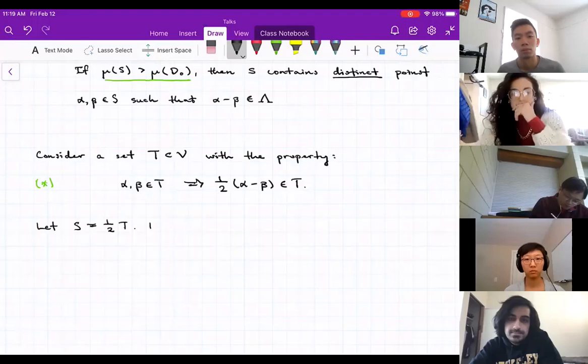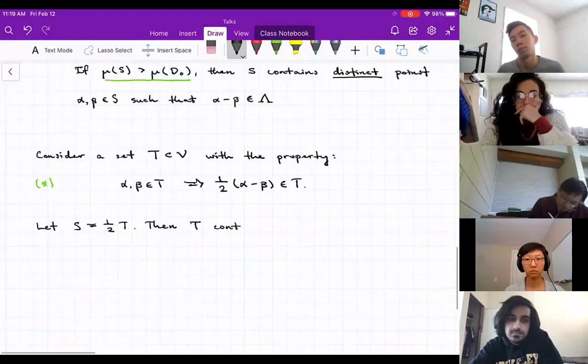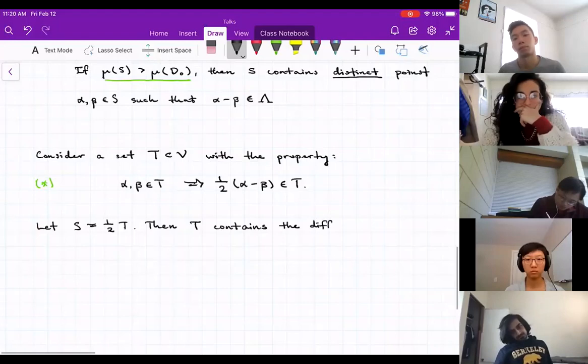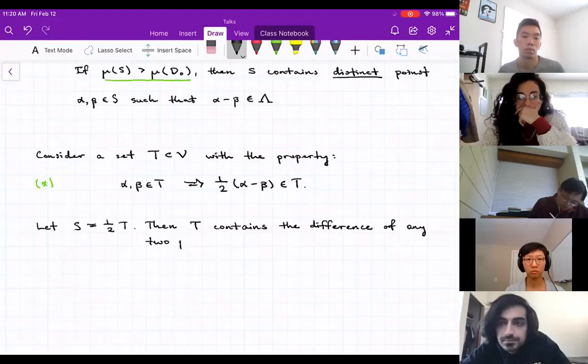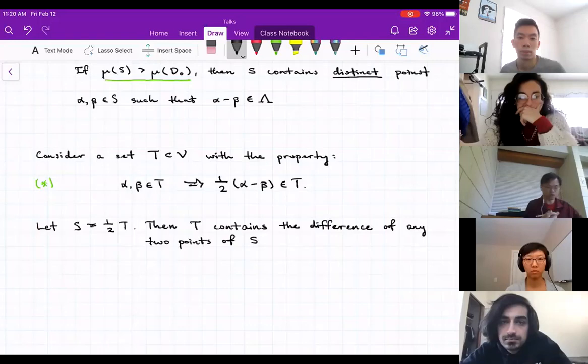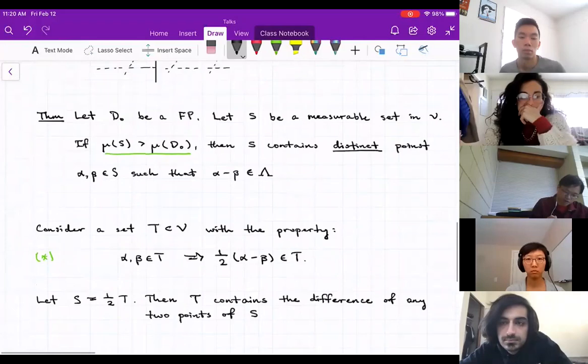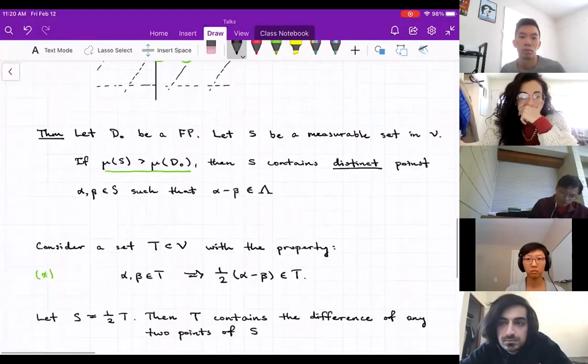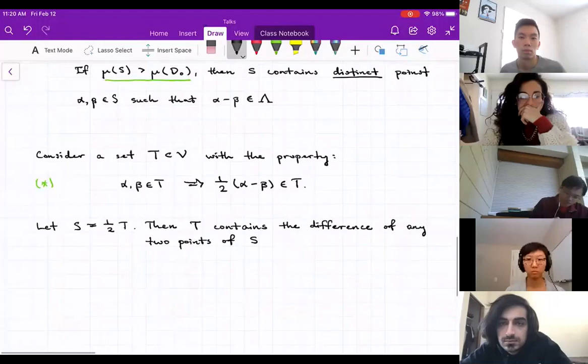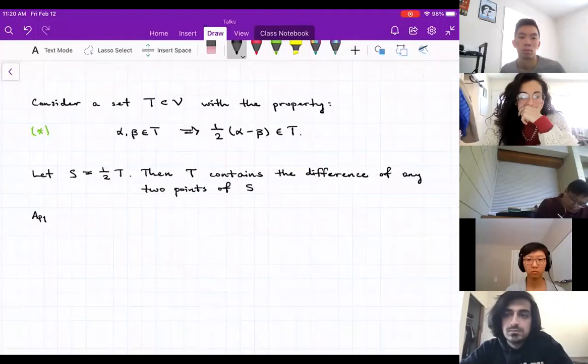Then T contains the difference of any two points of S by this property star. Okay, so let's now apply this theorem above to our set S.